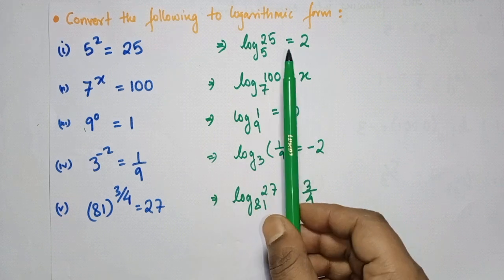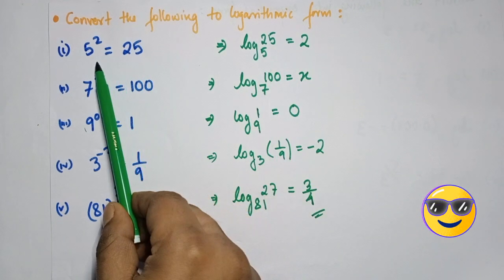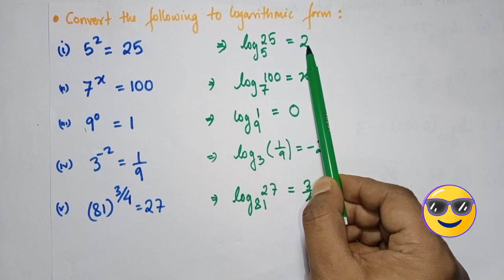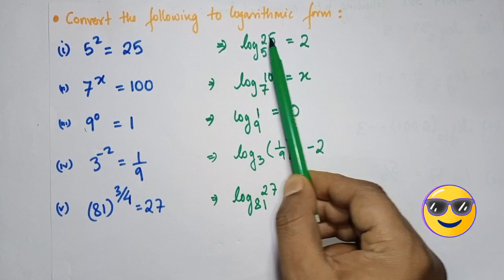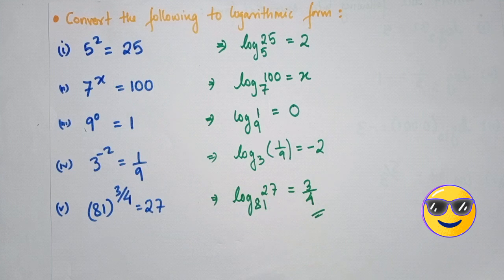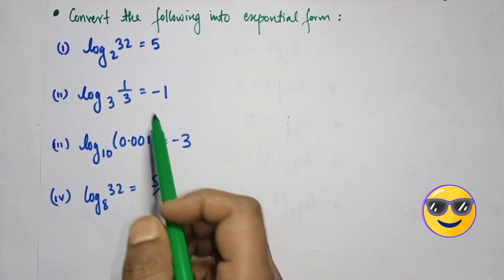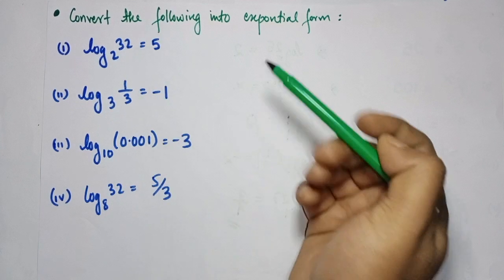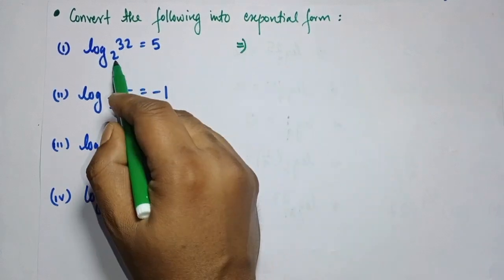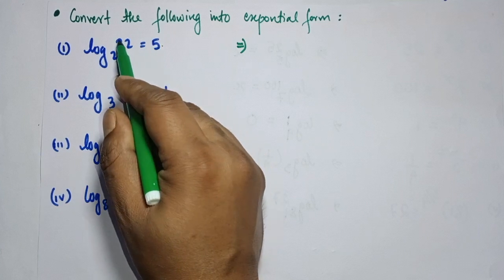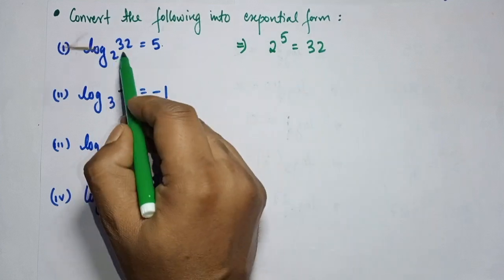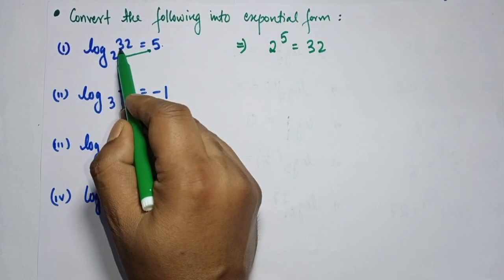Similarly, this logarithm form you can write directly in exponential form. See, you can see here, base, this base square equals to 25. Similarly we have another question. Here they have given us logarithm form, we will change it into exponential form. So 2 to the power 5 equals to 32. Hope you got this: this equals to this.